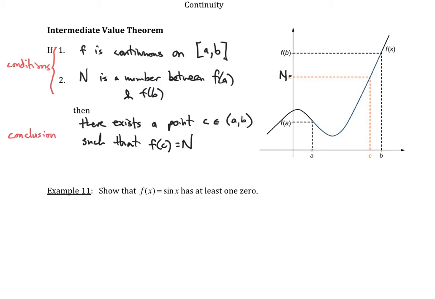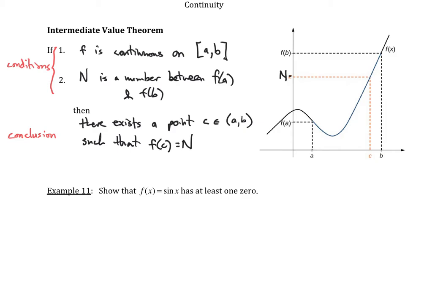All right, so this is an if-then statement. So if the conditions are true, then the conclusion is going to be true. So when we look at our drawing on the right over here, we know that N is between f of A and f of B. That's the second condition. We know that f is continuous from A to B. That means there is some point inside the interval AB, so that we're going to call that point C, so that when I look at the y value of C, that y value of C will equal N. That's what the intermediate value theorem tells us.